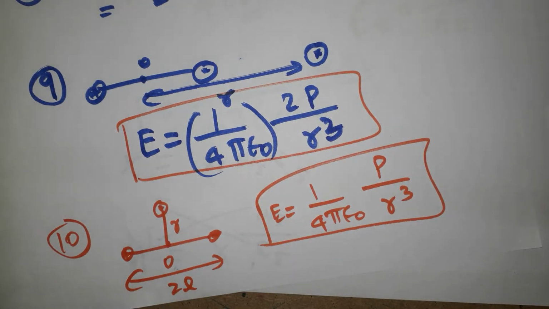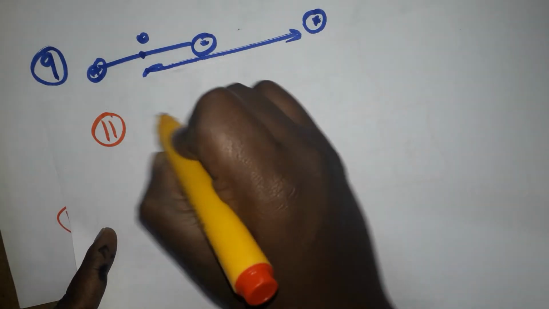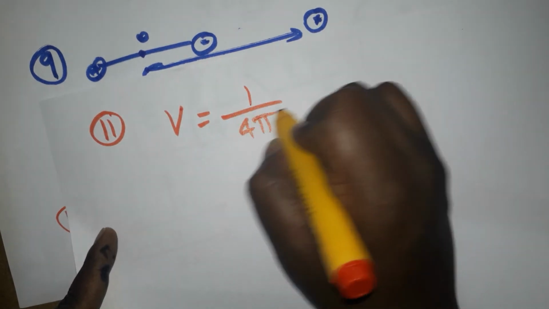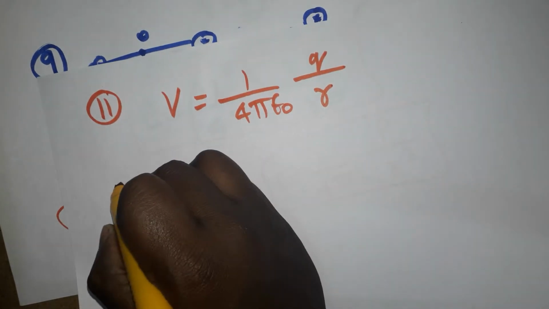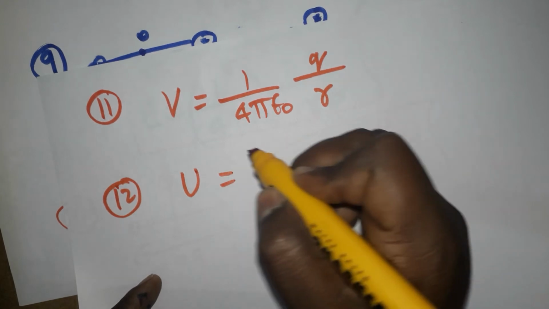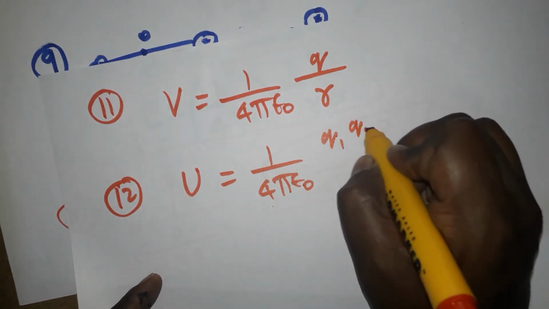The next one is voltage, formula number 11. Electric potential is 1 divided by 4 pi epsilon naught, Q divided by r. The same thing applies to electrostatic potential energy: 1 divided by 4 pi epsilon naught, q1 q2 divided by r.